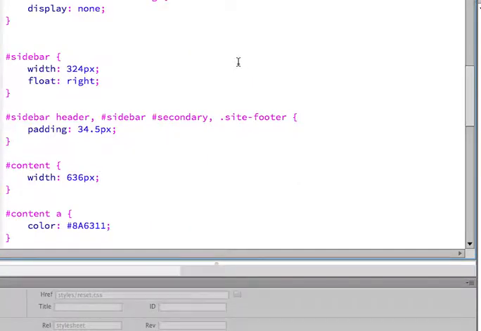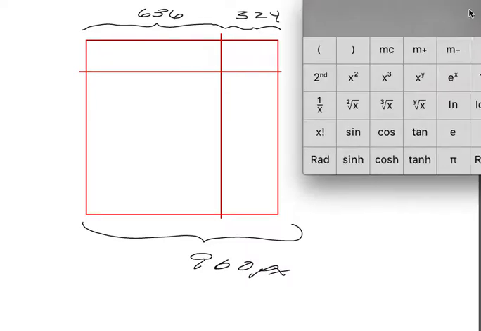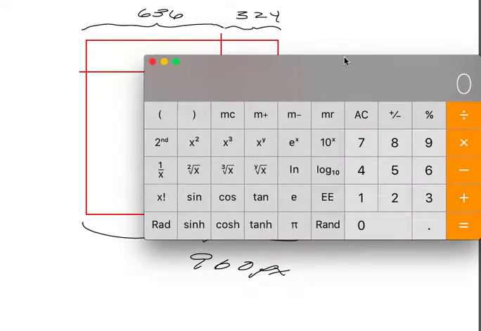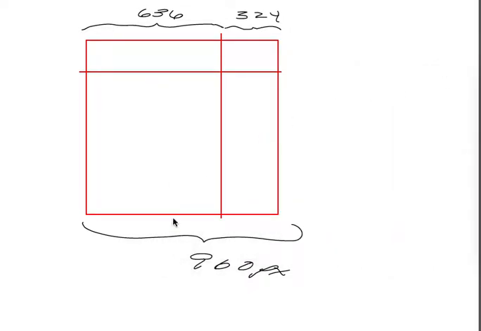And the sidebar was 324. So 636 and 324. Just a quick moment in my mind, I'm just like, does 636 and 324 add up to 960? I think they do, but I can't talk on a video and do math in my head at the same time. It just doesn't work. So 636 plus 324, 960. Perfect. Okay, so we know that those two columns added together must equal 960.